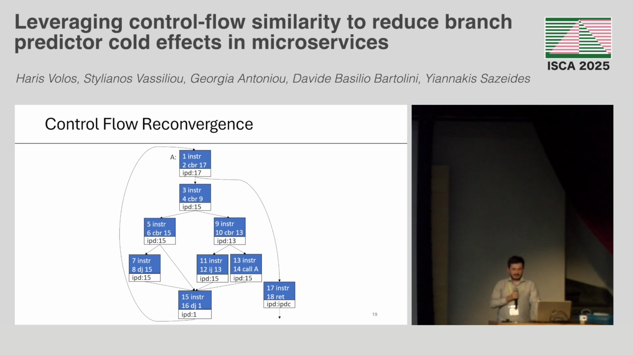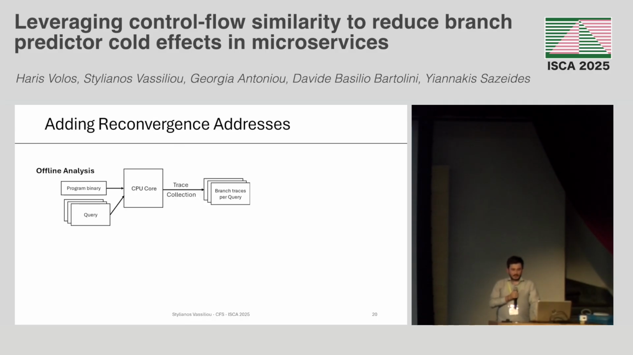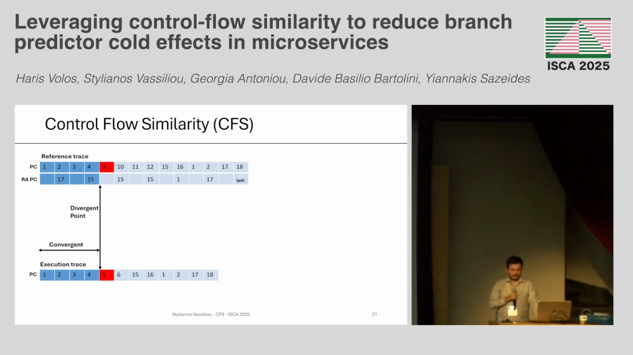Similarly, we determine the reconvergence address for all blocks. This is essential for ensuring correct control flow when handling divergence and resuming at the nearest possible reconvergence point. To find this information and add it to the traces, we use the similarity-based predictor's reconvergence analysis.